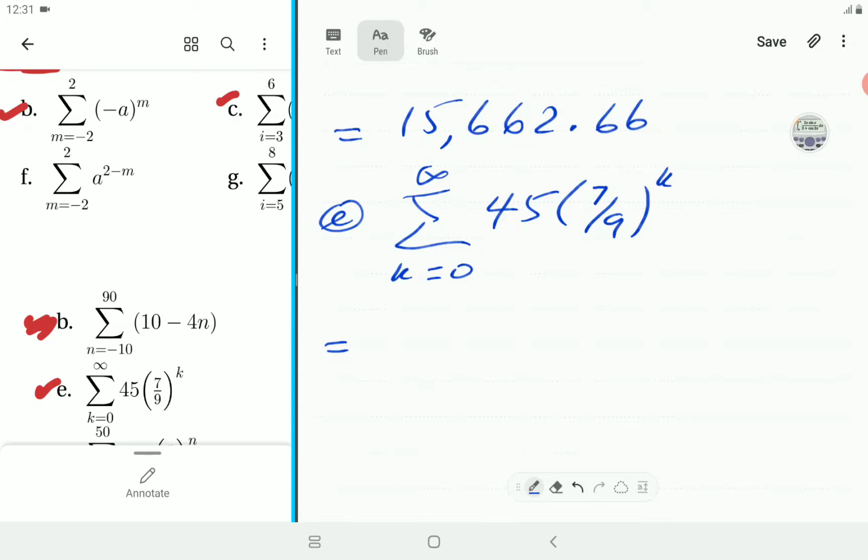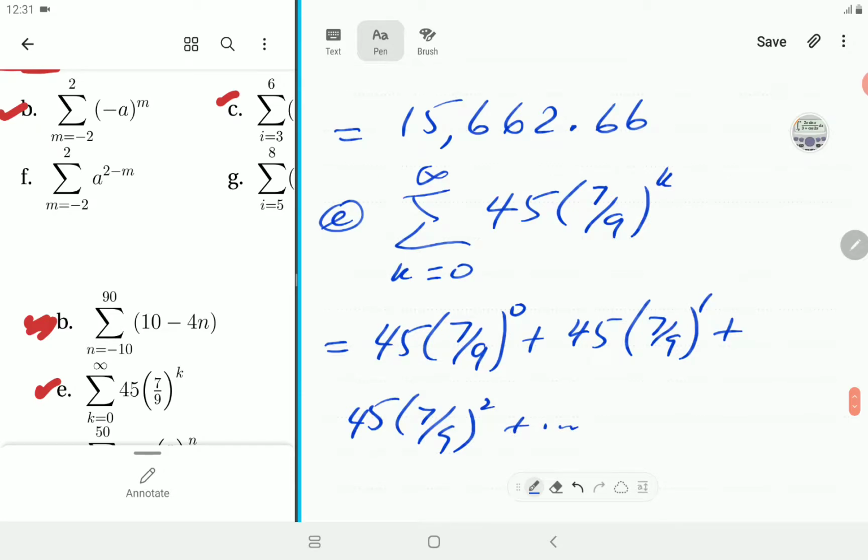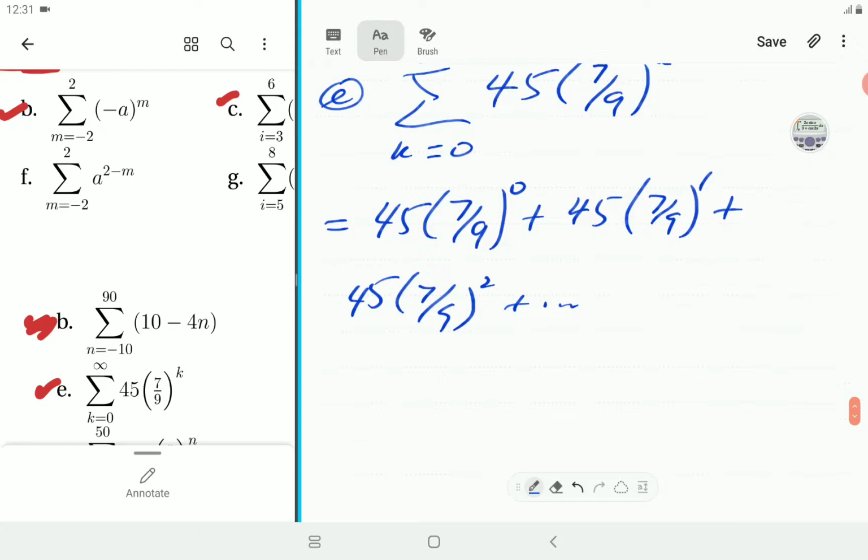All right, so the first term is going to be 45 times 7 over 9 to the power 0, followed by 45 times 7 over 9 to the power 1, 45 times 7 over 9 to the power 2. This time we've got an infinite number of terms, so we cannot go to the last term. We cannot get to that term, so we just write the first 3 terms.